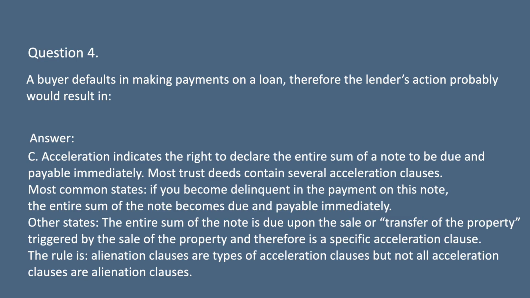In most states, if you become delinquent in the payment on this note, the entire sum of the note becomes due and payable immediately. In other states, the entire sum of the note is due upon the sale or transfer of the property, triggered by the sale of the property, and therefore is a specific acceleration clause. The rule is, alienation clauses are types of acceleration clauses, but not all acceleration clauses are alienation clauses.